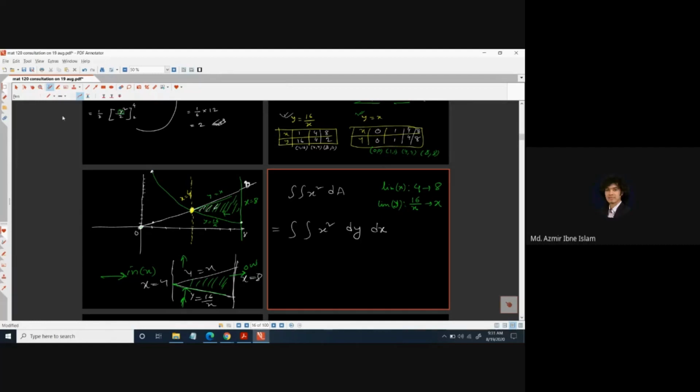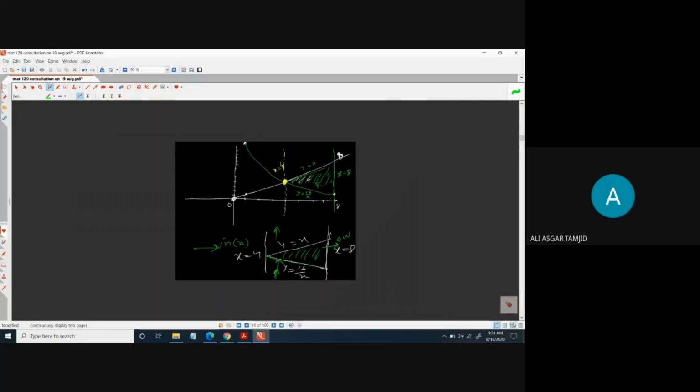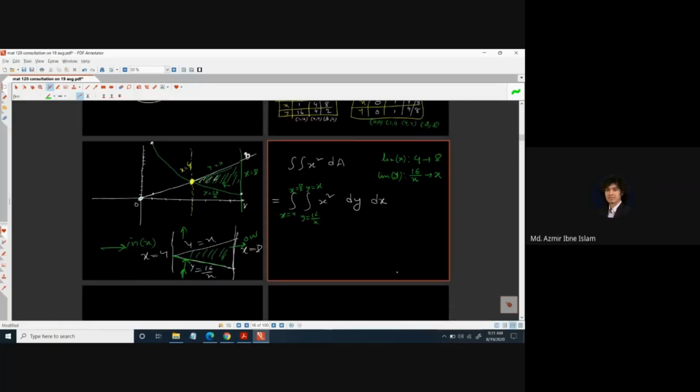So let's now write the y limit. The y limit is y equal to 16 by x, lower limit, and y equal to x is the upper limit. For x, equal to 4 is the lower limit, x equal to 8 is the upper limit. Do you understand my point? So this is how we can go forward.